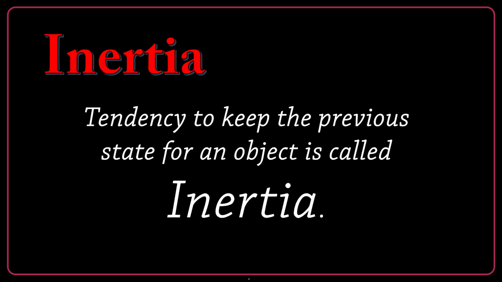The tendency to keep the previous state for an object is called inertia. Actually, the property of mass is called inertia. Every massive object, everything which has mass, tends to keep its initial state. Initial state means if it's at rest, it remains at rest. If it's moving, it will continue straight line uniform motion.